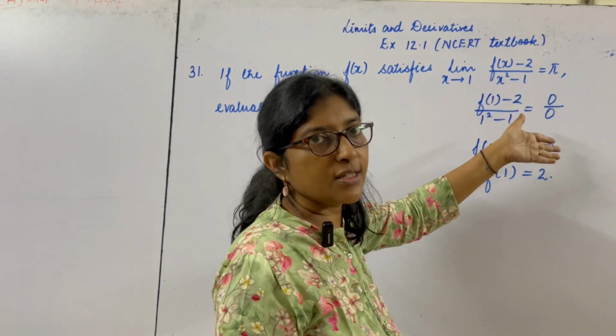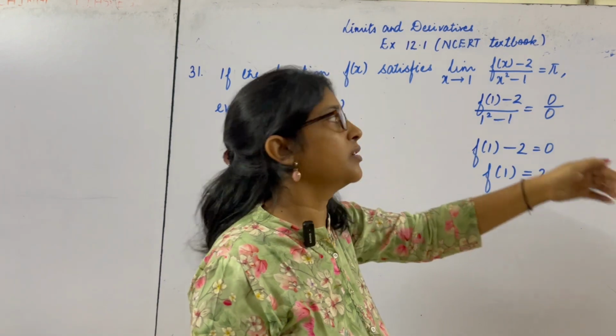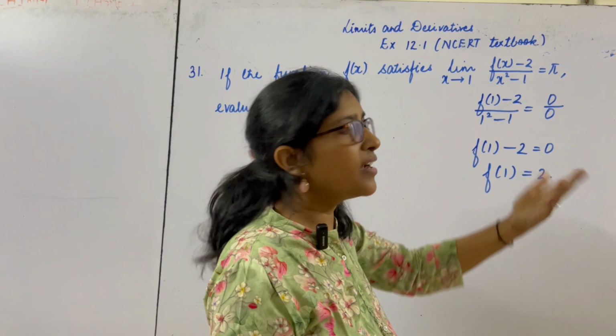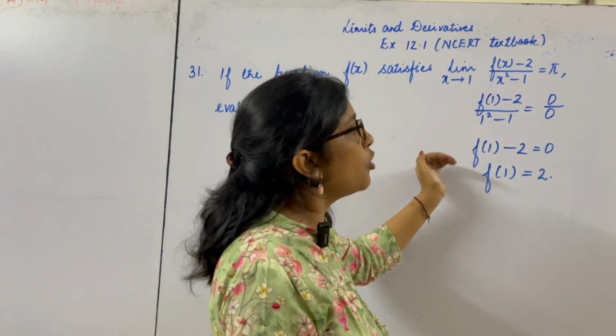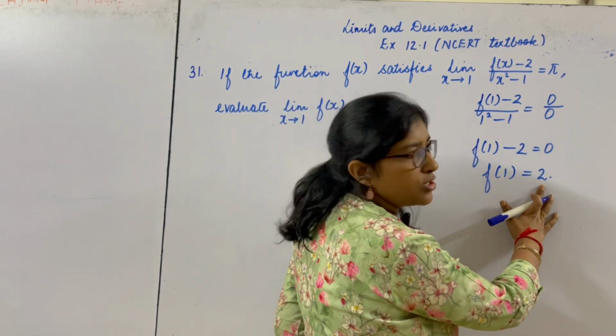Over here we are writing 0 upon 0. This is because when you are taking values near 1, you are getting values near 0. It's not actually 0, but it is tending to 0. So, if the denominator is tending to 0, the numerator also should tend to 0. That's what we mean, and that is why f of 1 should be 2.